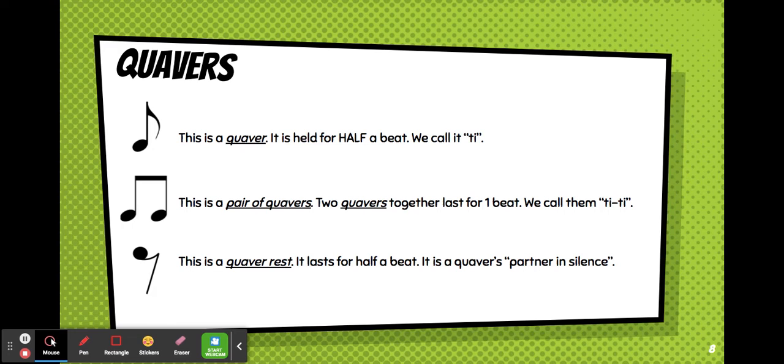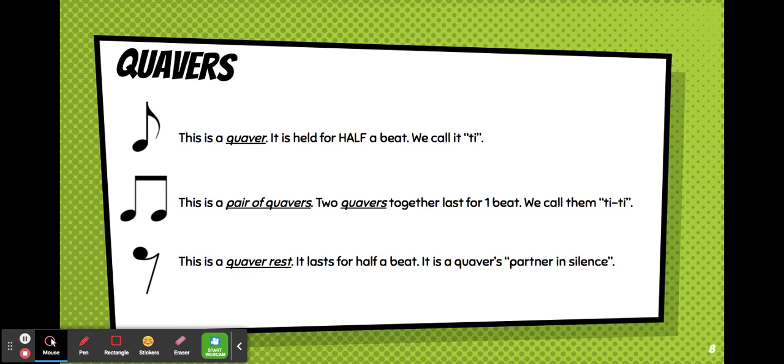This is the note or the rhythmic cell that we learnt about last week. We know that this one here by itself is a quaver. We know it's held for half a beat and we call it T. We know that we can write 2 quavers together, and when we write 2 quavers together, they become a pair of quavers. When there are 2 quavers together, they last for 1 beat, so they essentially equal 1 crotchet. We call them TT.